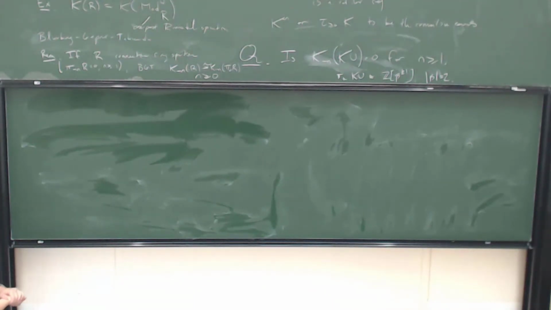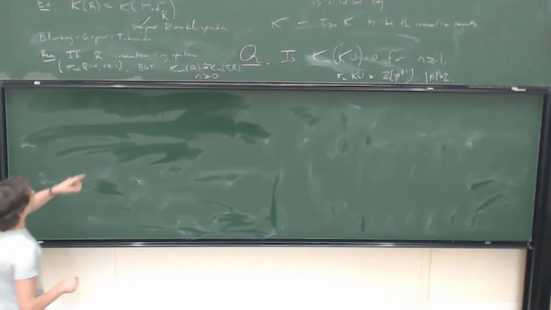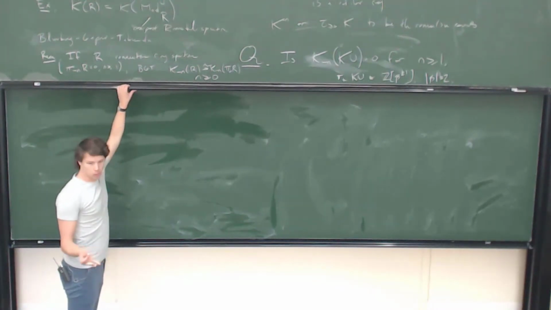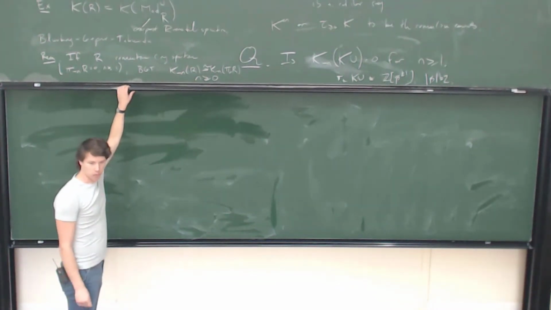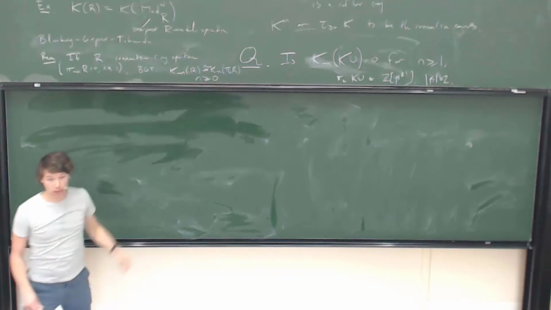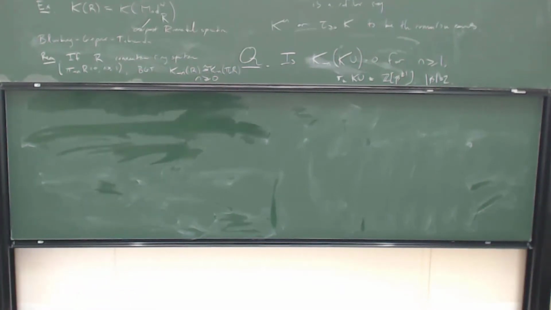Is that category Mod R, that's the same as Perf of R? Yeah, exactly. If R is an ordinary ring, this would be equivalent to one model for Perf R, precisely. Mm-hmm.